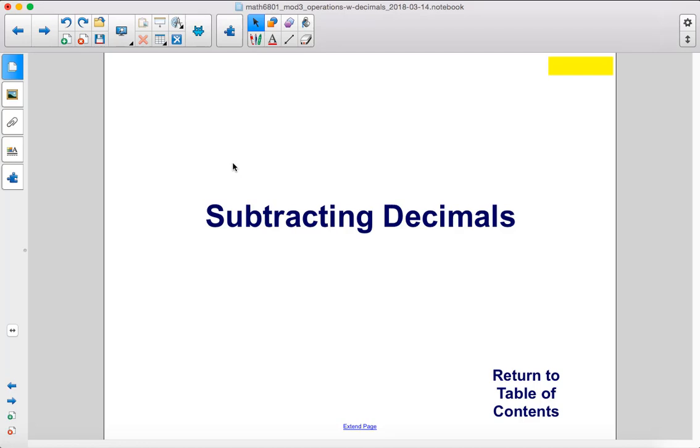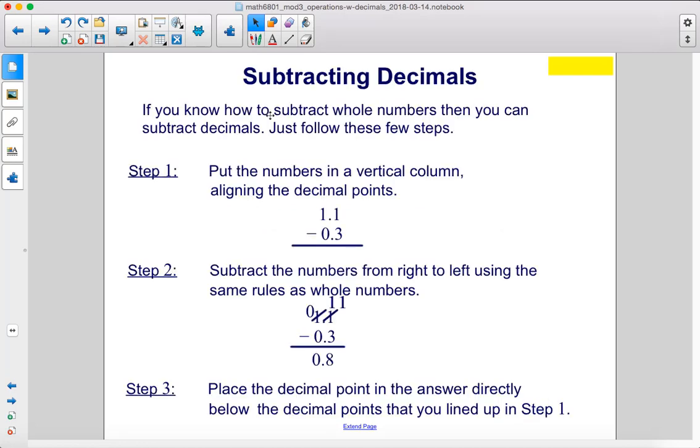Subtracting decimals. If you know how to subtract whole numbers, then you can subtract decimals. Just follow these steps. Step 1. Put the numbers in a vertical column aligning the decimal points. Step 2. Subtract the numbers from right to left using the same rules as whole numbers. Step 3. Place the decimal point in the answer directly below the decimal points that you lined up in Step 1.